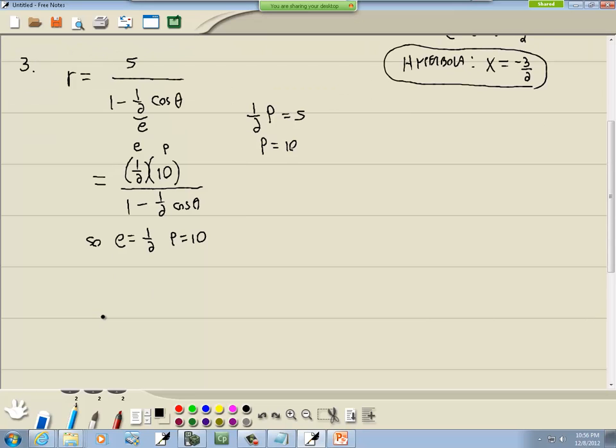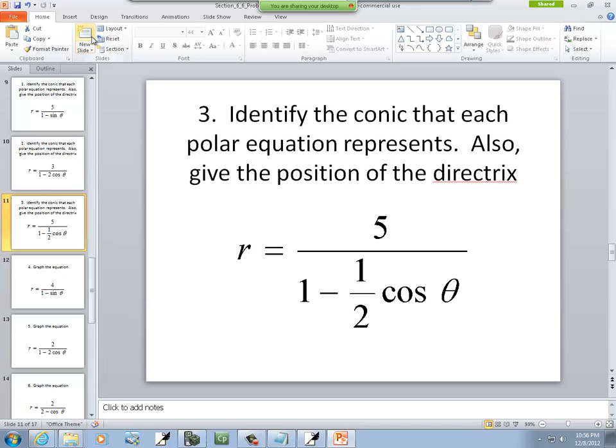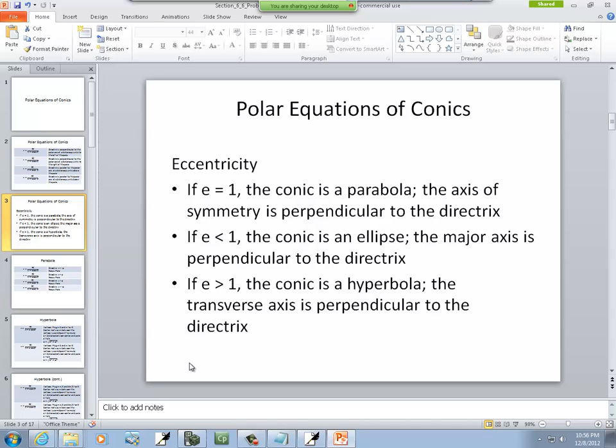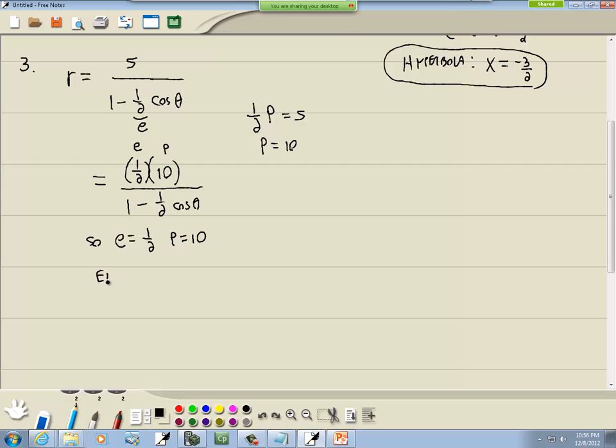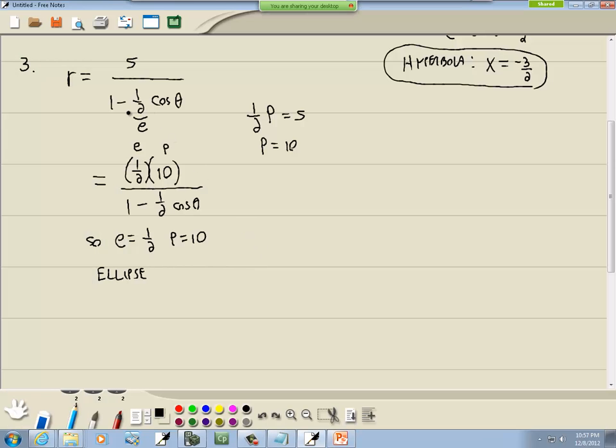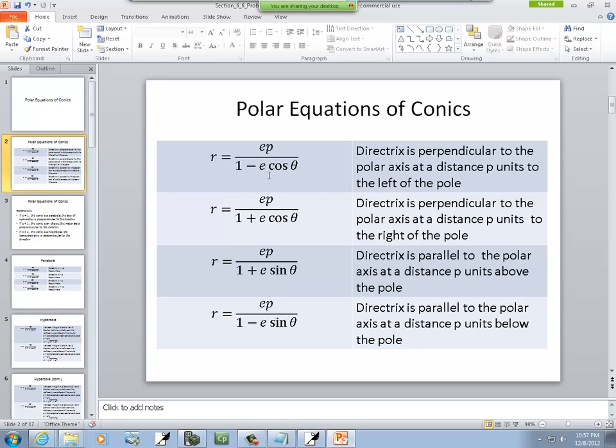Let's see what in the world that means. Well, e is less than 1, so that says it's an ellipse. And if I come up here, it's 1 minus cosine, which is our first one again. 1 minus cosine. This is 1 plus cosine. This is 1 plus sine. This is 1 minus sine.